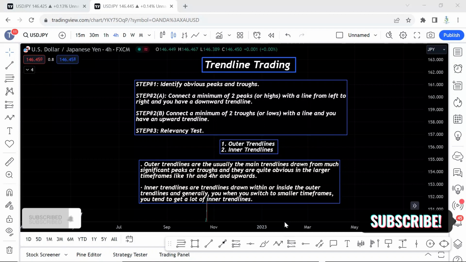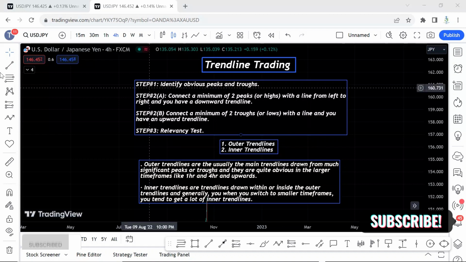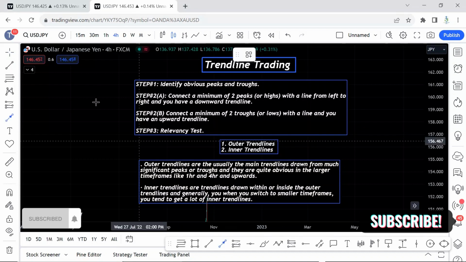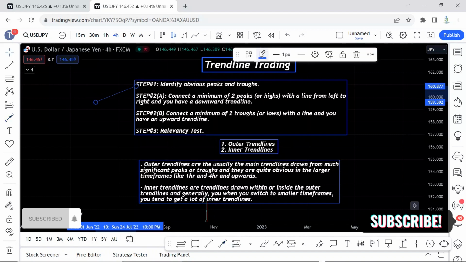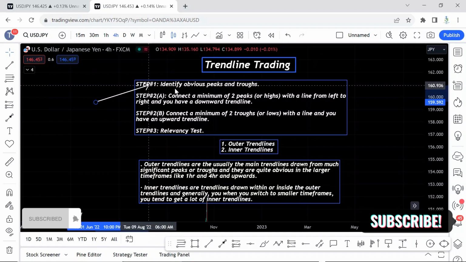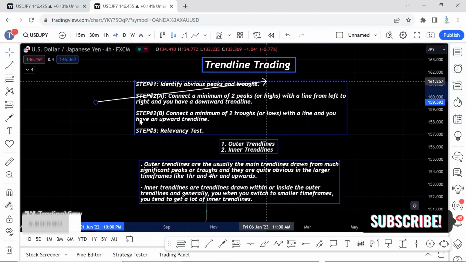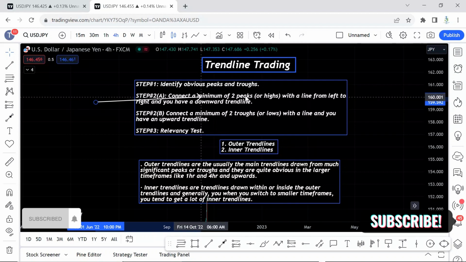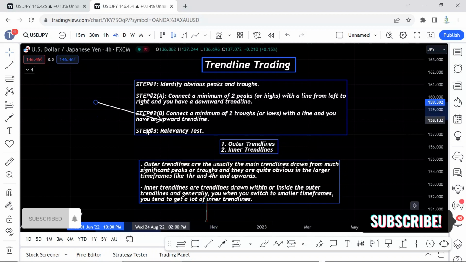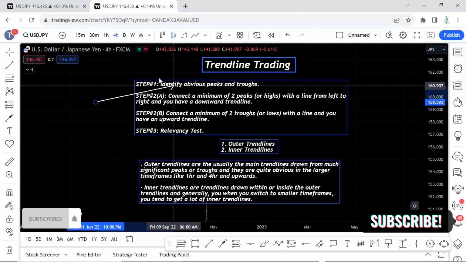So now let's start from the beginning, understanding trendline and how to draw a valid trendline. For you to draw a trendline, step one, you must identify an obvious peak or trough. You must have a peak and a trough. Step two is connecting a minimum of two peaks. Then step 2B is connecting a minimum of two troughs. Then step three is what we call the relevancy test. I'm going to be discussing all that.